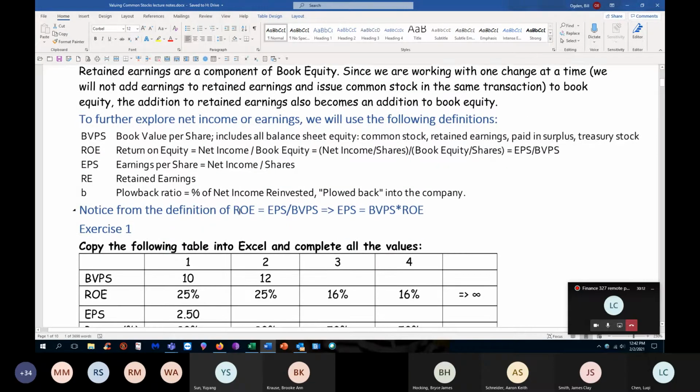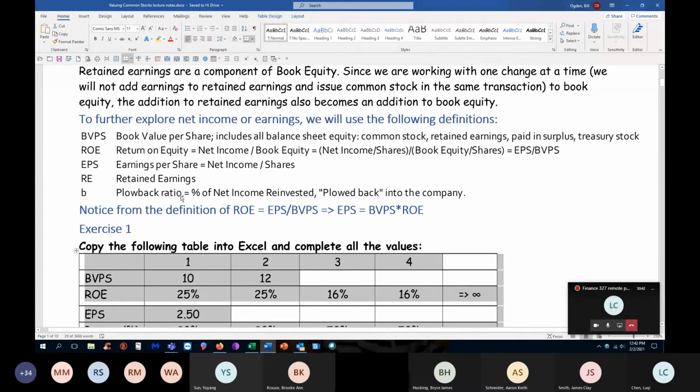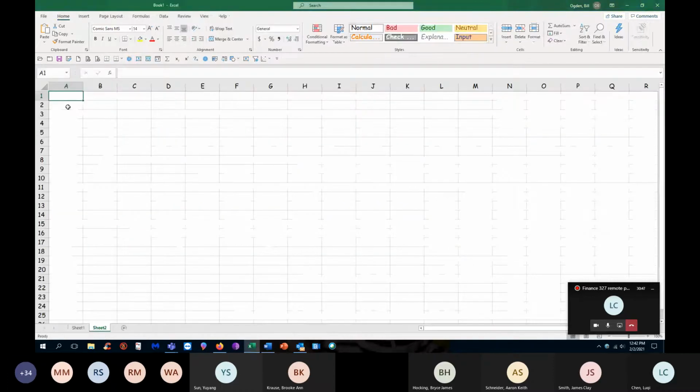Okay, now also you can notice by the definition of ROE, earnings per share divided by book value, that gives us a way of calculating. So this here implies that, right? So we can pull from this that earnings per share is equal to book value per share times ROE. So what I'd like you to do now is let's make a copy of this table. So I'm going to copy it, and then let's drop it into a blank Excel sheet.